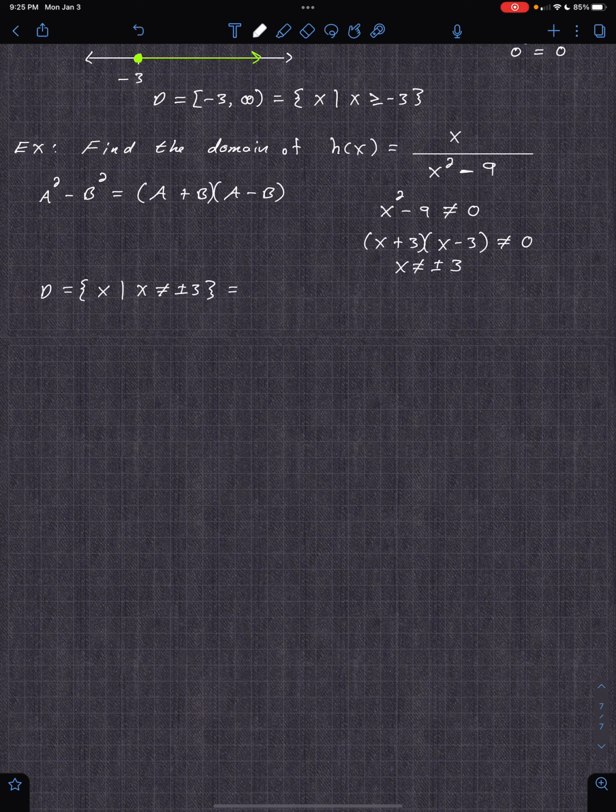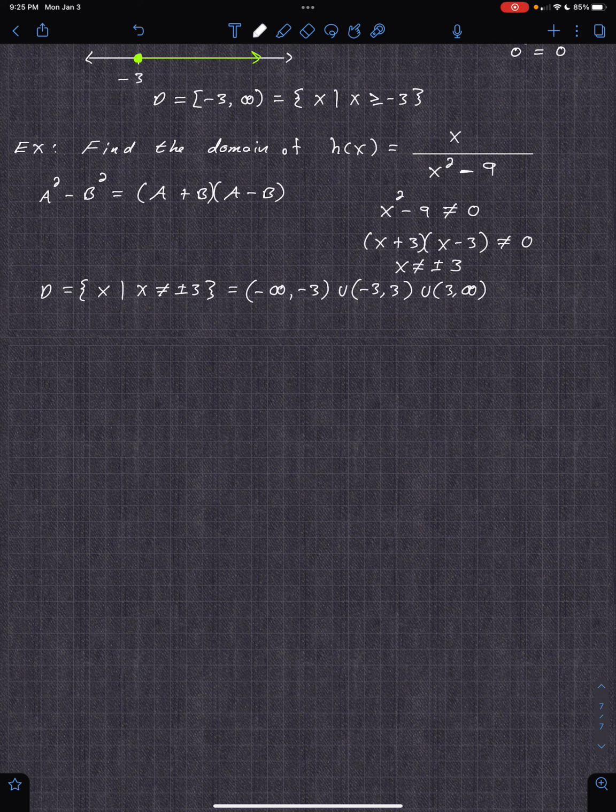Or you can basically bounce around negative 3 and 3. It would be negative infinity to negative 3, union, negative 3 to 3, union, 3 to infinity. A real silly way of writing it is this. This is interval notation. The book could ask for that, but this is much better to write. So you want to be able to bounce back and forth between interval and set builder notation when you do these.